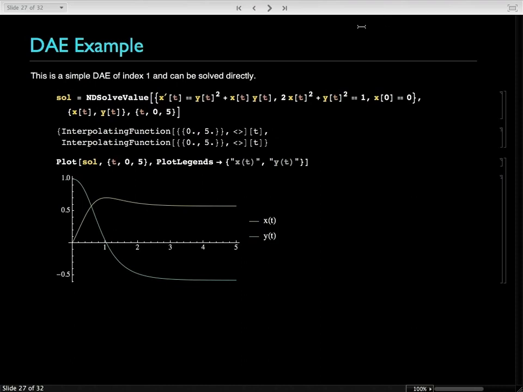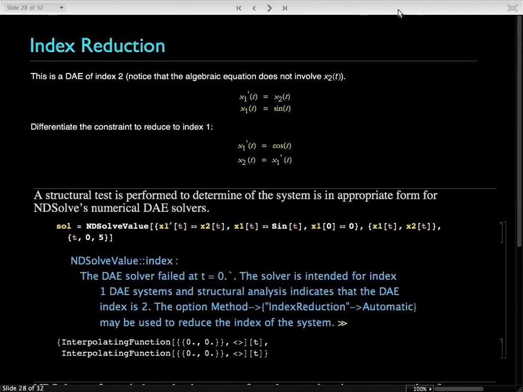Here's a very simple one. So here's the differential part, and here's the algebraic part. And y is my algebraic variable. I just give this to NDSolve, and it solves, and I can just plot the solution. This was actually an index 1 DAE. But what if I give it something else?